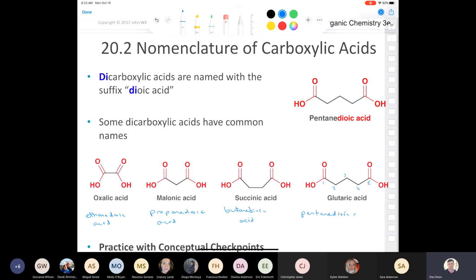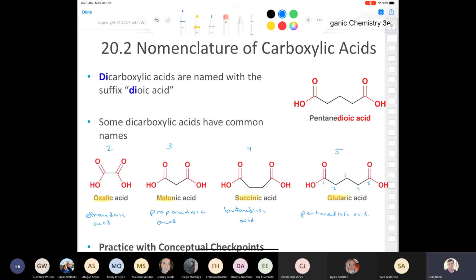acid. And if you do a quick Google search, trust me, you'll come up with all the common names of all the dicarboxylic acids. And of course they go beyond this. But you have to know the common names as well for these ones that are on this slide here. So we have oxalic, malonic, succinic, and glutaric. Okay, so we're going from 2 carbons to 3 carbons to 4 carbons to 5 carbons.